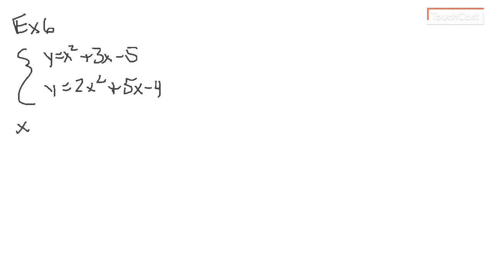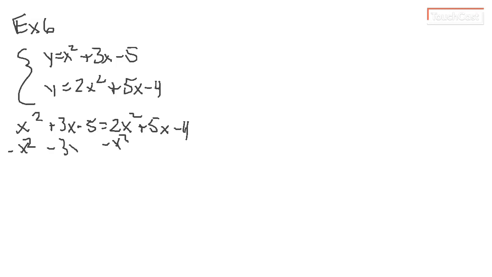We can go x squared plus 3x minus 5 equals 2x squared plus 5x minus 4. Now, I'm going to move everything to the side with the x squared that has a larger coefficient, and that's the 2x squared. So I'm going to subtract x squared on both sides. I'm going to also subtract 3x. And I'm going to add 5.